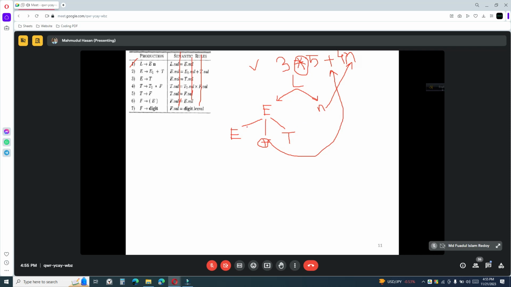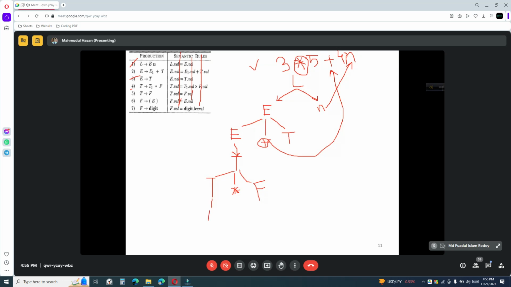But I am talking about this E. From this E, which one do you need to select? E to T, then T to T1 into F. Suppose we are following leftmost derivation, so we need to replace this T first. That is T to F.